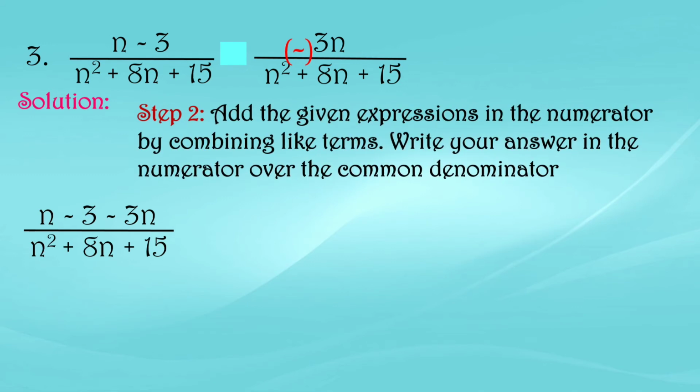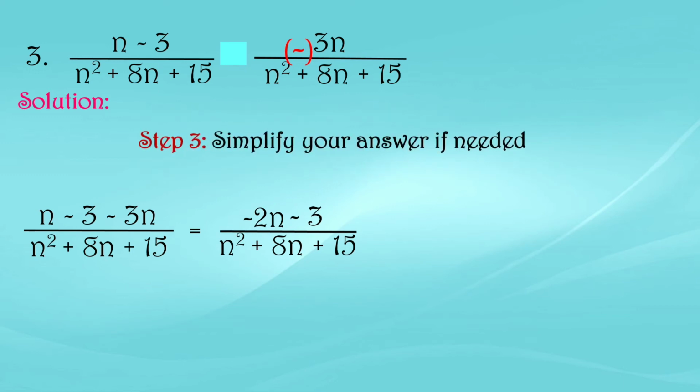Step 2, add the given expression in the numerator by combining like terms and write your answer in the numerator over the common denominator. So, ang mga pares nating term ay n tsaka negative 3n. So, unlike sign, kaya minus. So, n minus 3n is negative 2n. Si negative 3, dahil wala naman siyang kaparehas, so isulat na lang natin siya. And then, copy the denominator. So, we have n squared plus 8n plus 15.